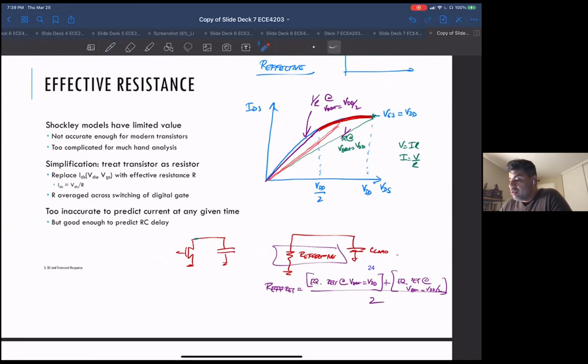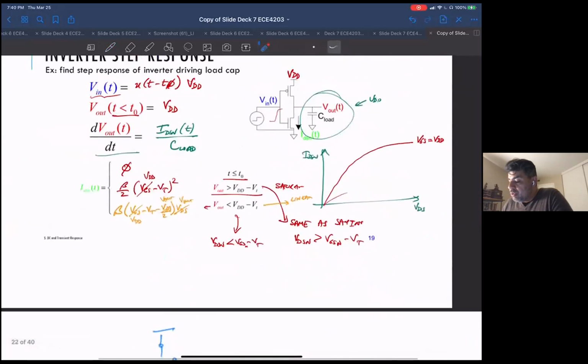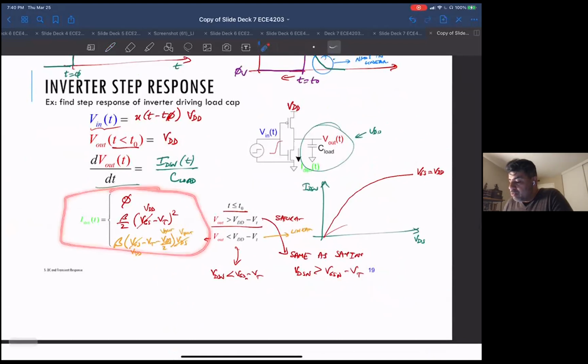So long story short, you simulate or measure the IV curve of your transistor. We wrote down the Shockley models, which we know aren't really accurate, because with smaller and smaller feature size transistors, these first order models aren't accurate.